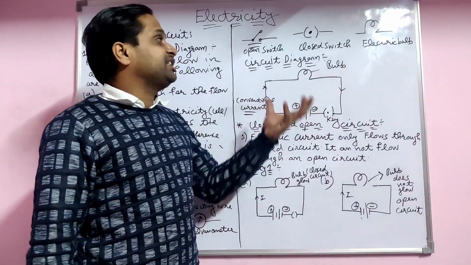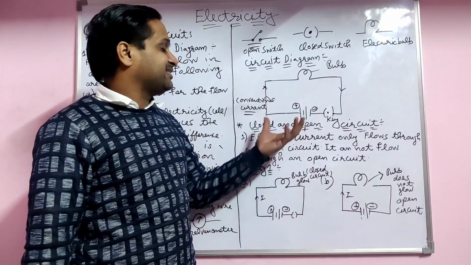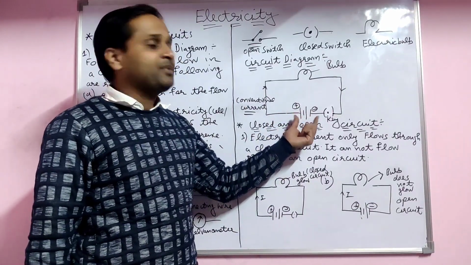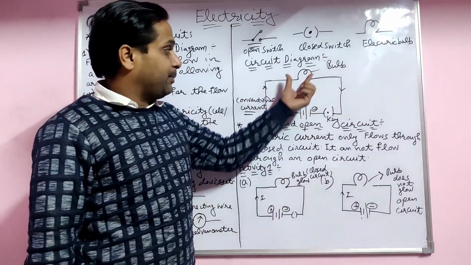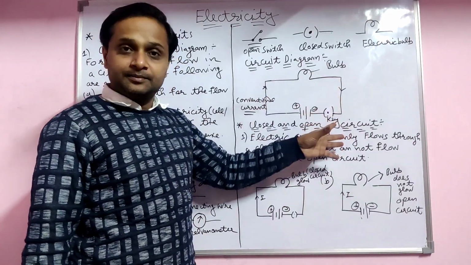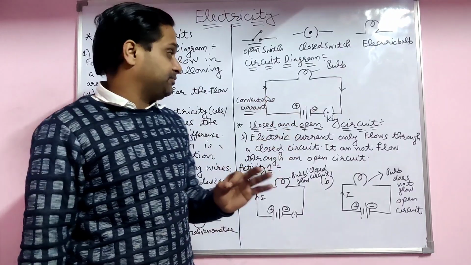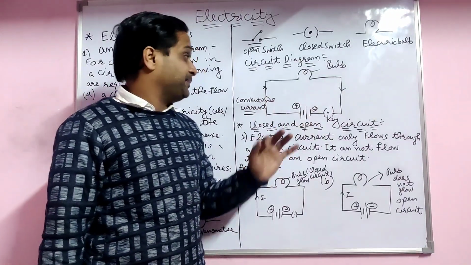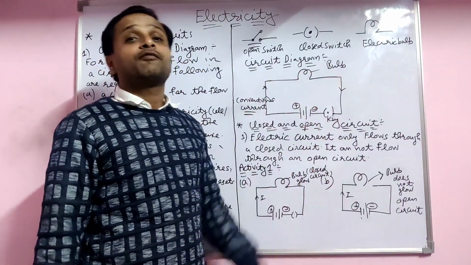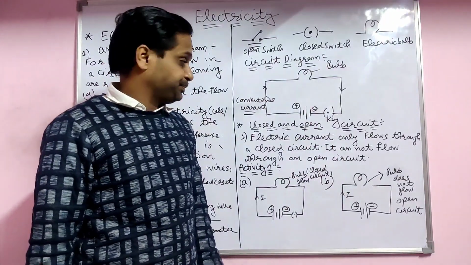Yes, now we have to see the circuit diagram. For example, see in this circuit diagram we use one battery and one bulb. This is the wire, and this one is the key. When the key is closed, then the current starts flowing and the bulb starts glowing.